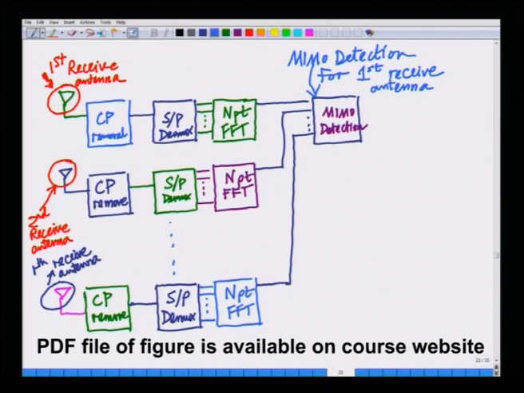Similarly, we have to perform MIMO detection for the second subcarrier, MIMO detection for the third subcarrier, and so on and so forth, MIMO detection for the Nth subcarrier, before multiplexing all these symbol streams.